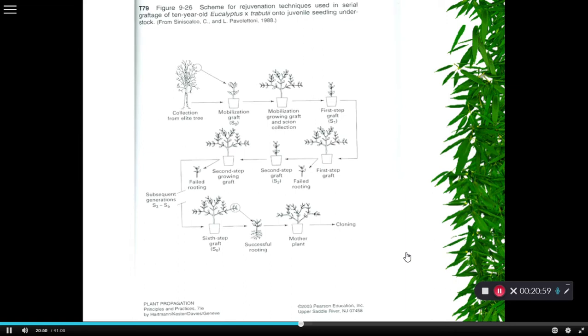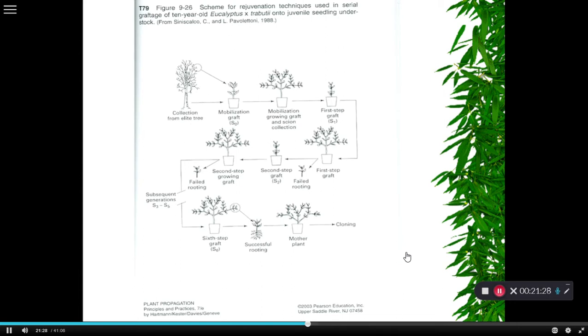Some other methods that have been demonstrated to induce rejuvenation, and maybe it's serial grafting. And so the story goes like this. A tree is identified as an elite tree. It just has ideal branching characteristics, maybe other phenotypic characteristics that are deemed superior or elite. The problem is now the tree's age. It might be 10, 20 years old before you discover it.